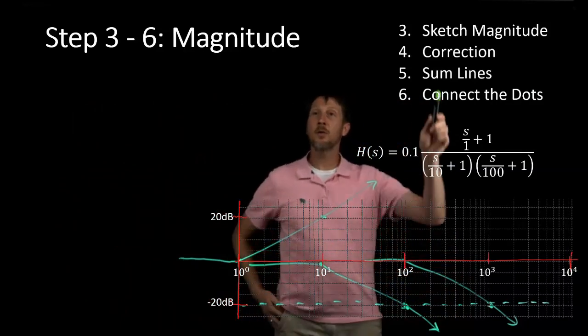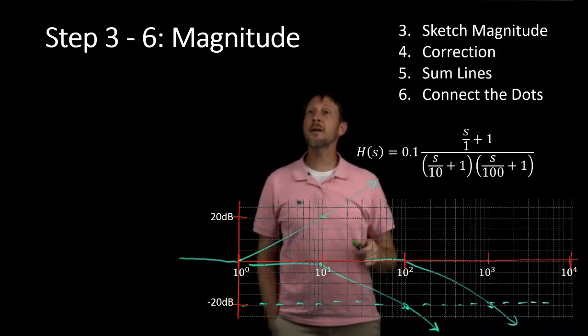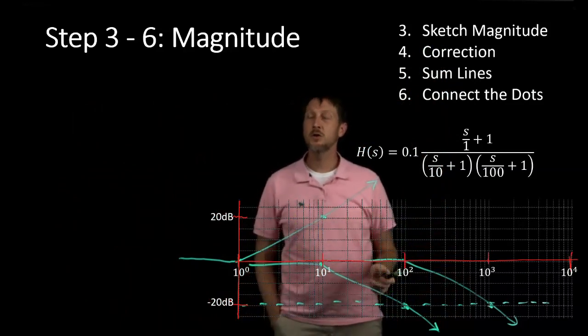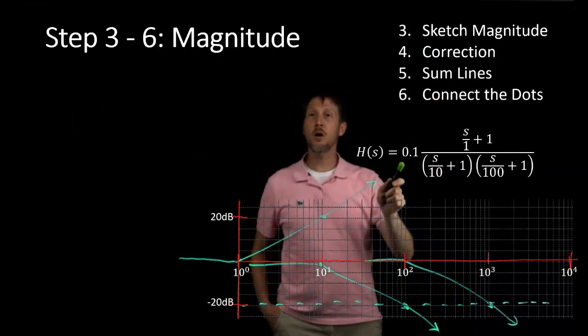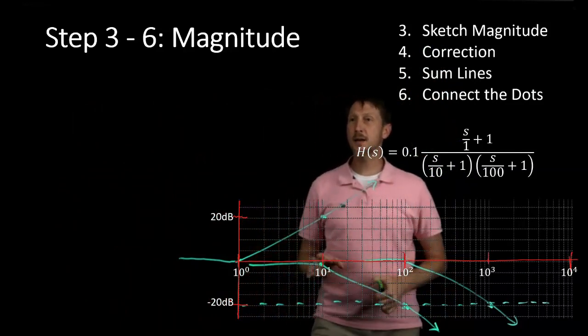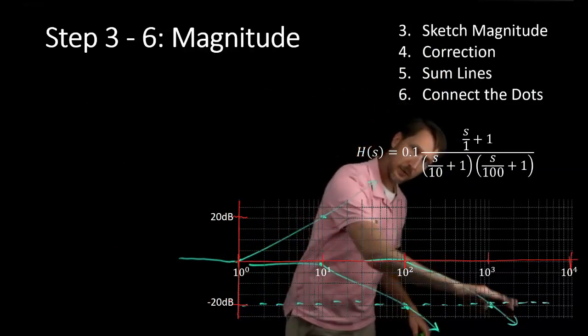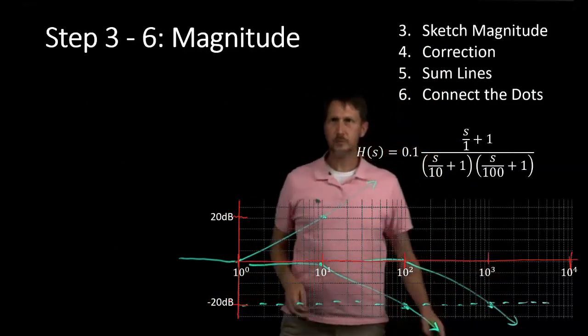The next step, we sketch the magnitude. These are all the individual magnitude asymptotes. So we have 4 terms: our constant, our 0, pole number 1, pole number 2. We should have 4 straight line asymptotes. Here's 1, here's 2, here's 3, here's 4.